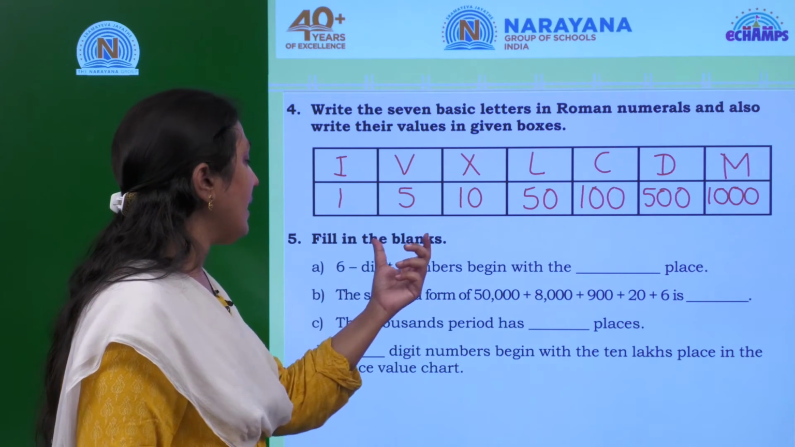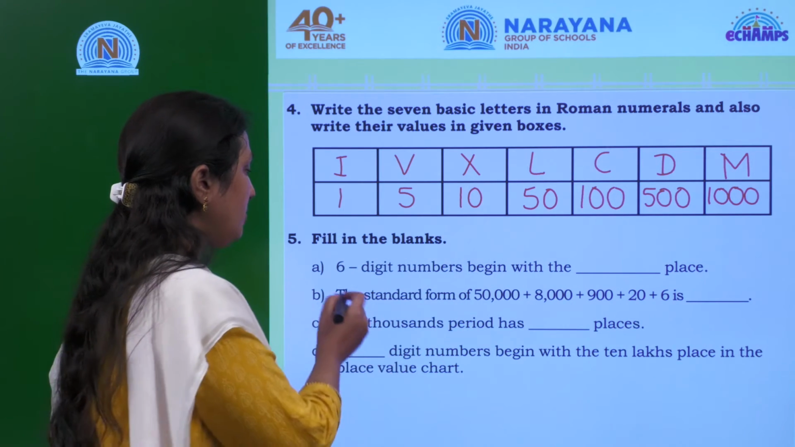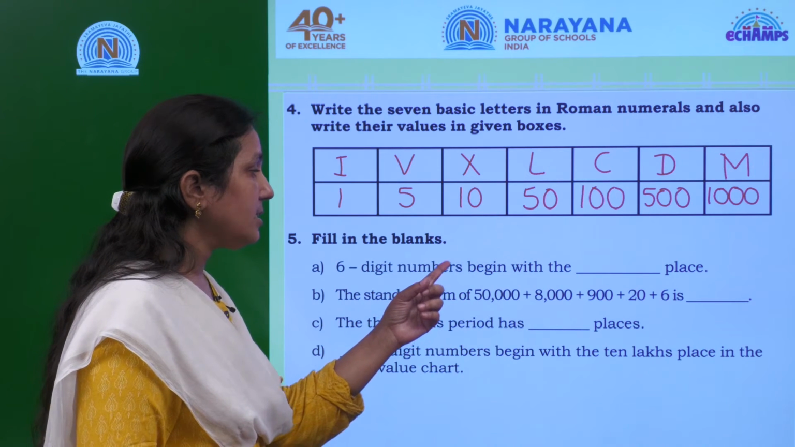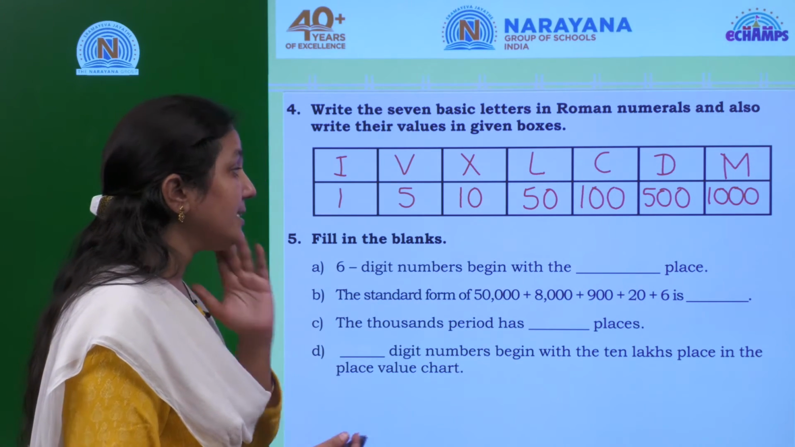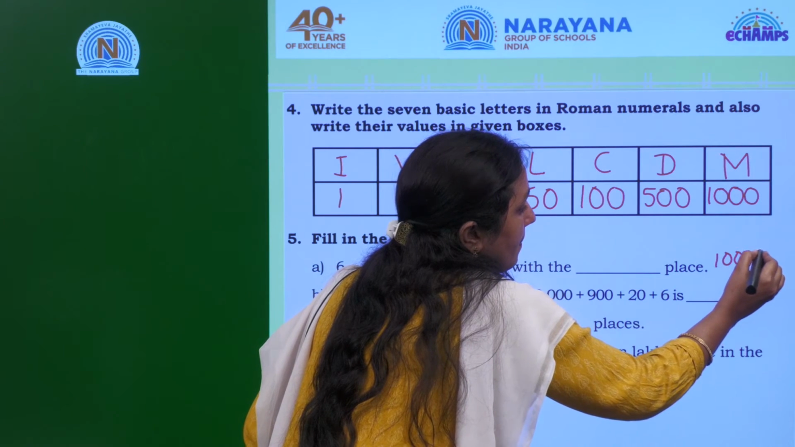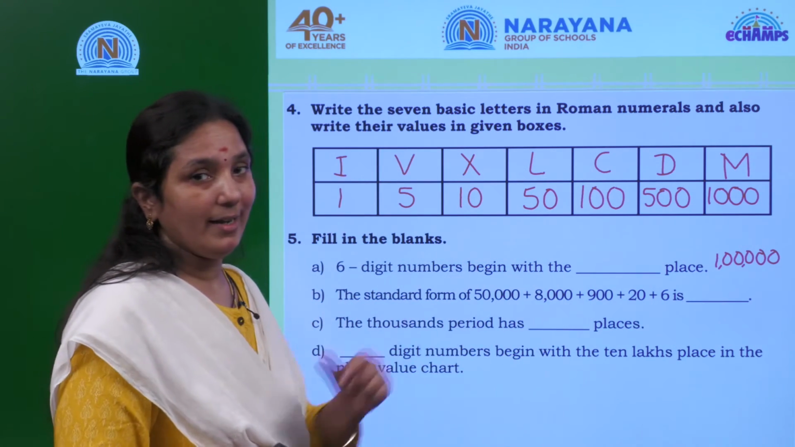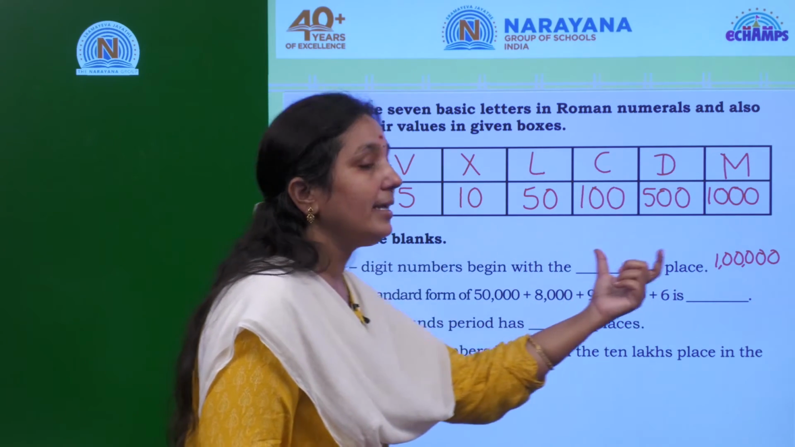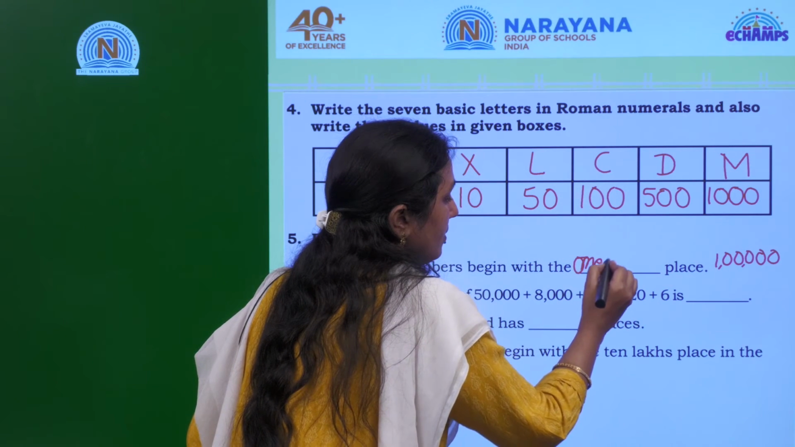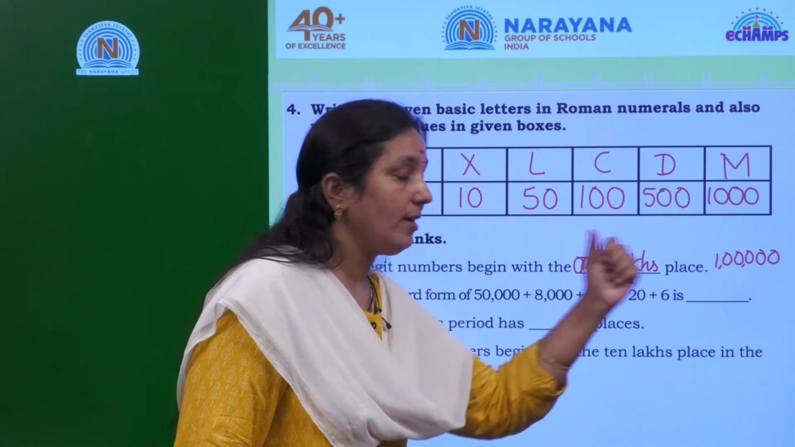Coming to next one, fill in the blanks. So here, 4 fill in the blanks are given. We have to complete the blanks. So first one is 6 digit numbers begin with the dash place. So, what is the 6 digit number? So here we have to keep, what is the given number? 1 lakh. So, here the 6 digit number is 1 lakh place. So, it will start from 1 lakh place.